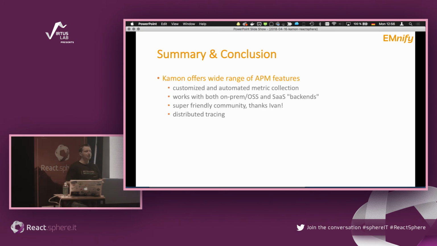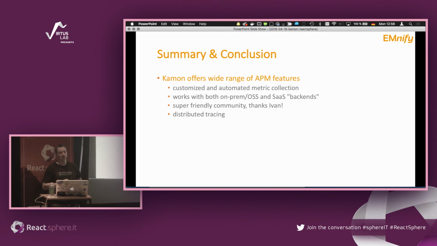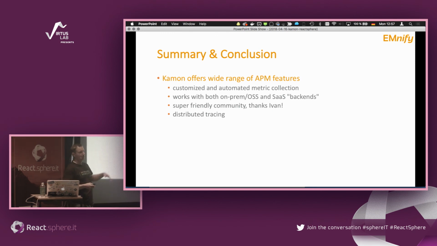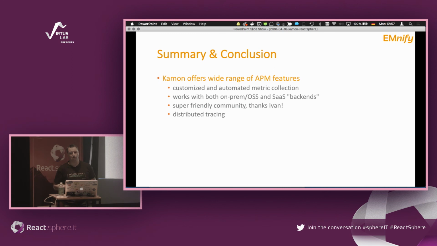To summarize my talk, Kamon is really a great library for application performance monitoring. We have customized metrics where you add it to your code when you think it's valuable to track this value, but we also have automatic metrics collection. You're not bound to particular monitoring services or other tools. You can run it with open source on-premise tools like Prometheus and Grafana, or also Influx, but you can also use software as a service monitoring solutions like Kamino, but also Datadog. The community is super friendly. Ivan Topolniak helped us so much in the GitHub chat. That was really amazing. And of course, distributed tracing is yet another interesting topic, which is provided by Kamon.